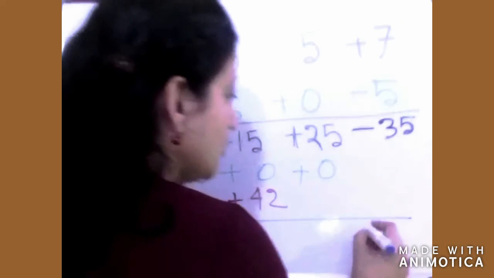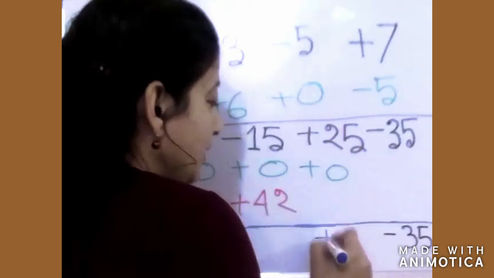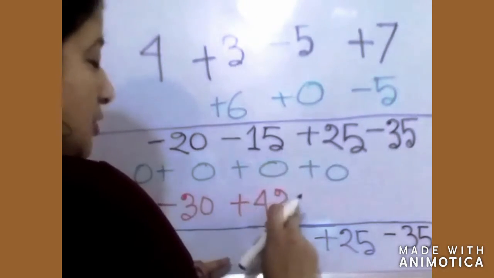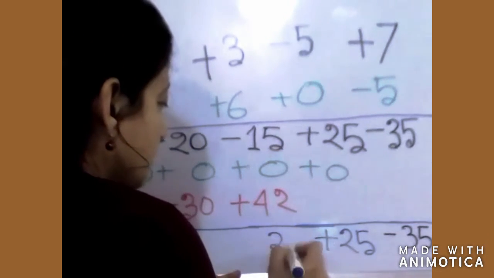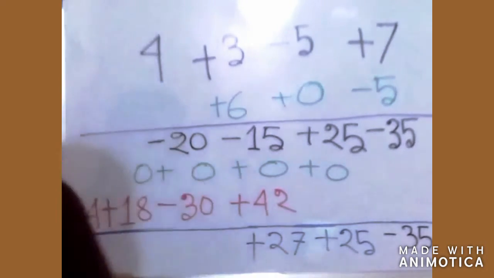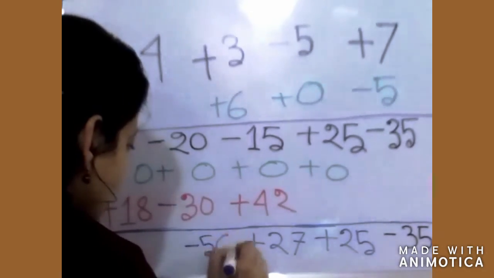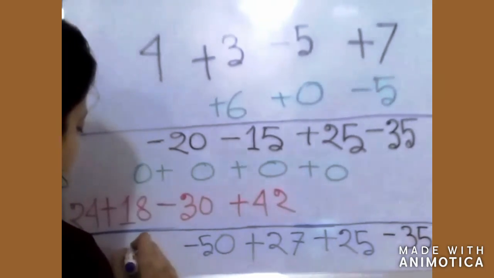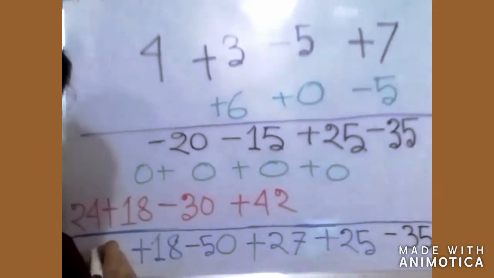Minus 35, there is nothing, so it will be just minus 35. Plus 25 plus 0, so it will be plus 25. Plus 45, for plus 42, minus 15. That means it will be 27, and as 42 is positive, it will be positive. Minus 20, minus 30, so it will be minus 50. And plus 18 plus 0, so it will be plus 18. And this is 24.